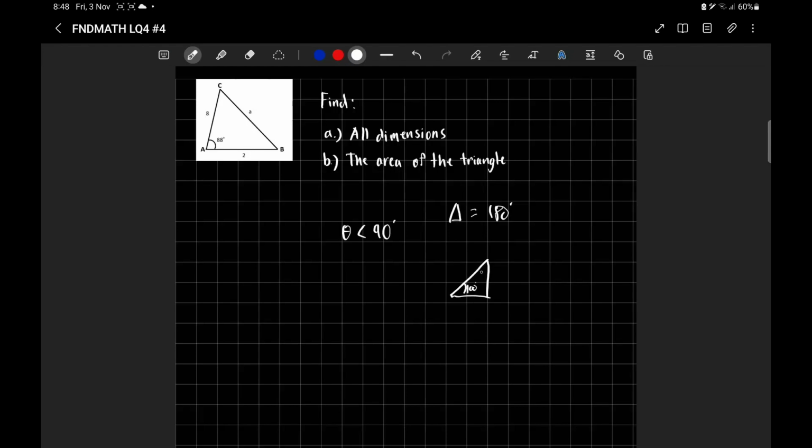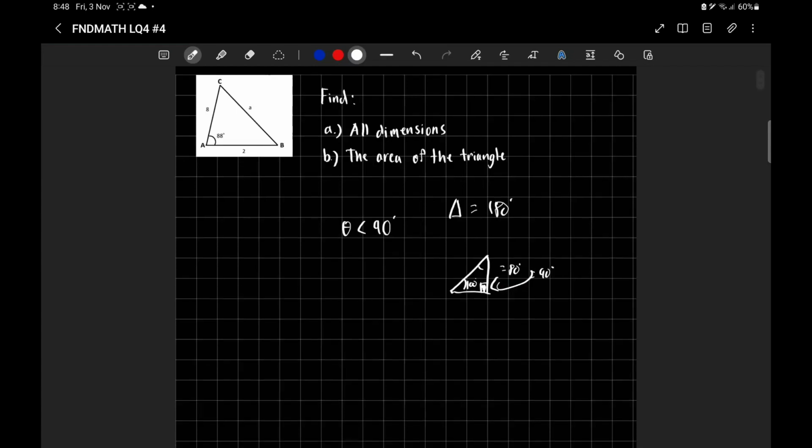the rest could only add up to 80 degrees, so you won't have space for a right triangle because you must have a 90 degrees there. You can't fill in this space, right? So how do we solve it then? Well, using the law of sines and cosines.